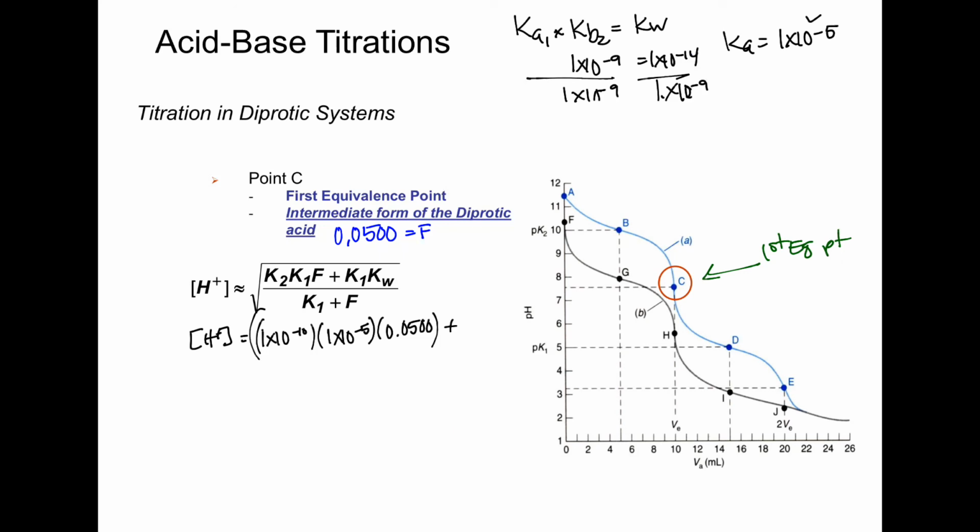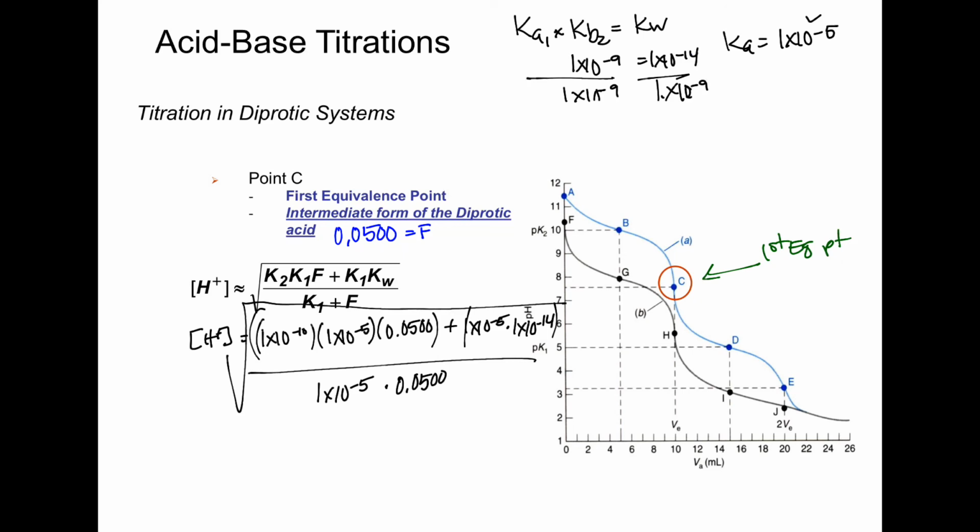Okay, plus Ka1 times Kw, so 1 times 10 to the negative 5th times 1 times 10 to the negative 14, all divided by 1 times 10 to the negative 5th times 0.05. Okay, and we take the square root of everything. When I did that on my calculator, I got that the hydrogen ion concentration was equal to 3.16 times 10 to the negative 8. And then when I take the negative log of that to get the pH, I found that the pH was equal to 7.50.